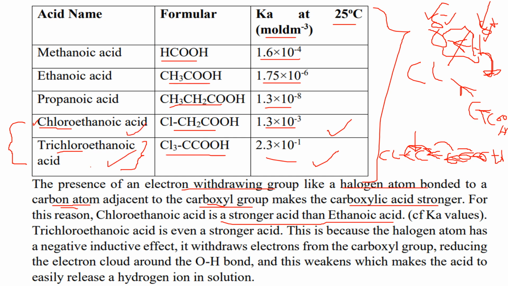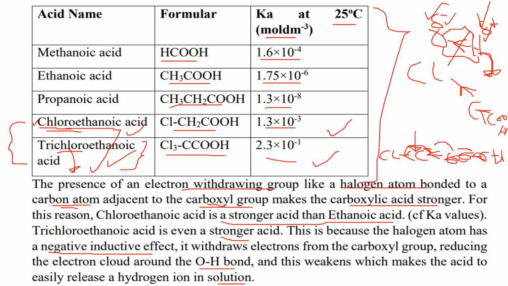So we expect this one to be more acidic than this one, simply because we are having more electron withdrawing atoms, which are the chlorine atoms, compared to that in chloroethanoic acid. So that's why we are saying that trichloroethanoic acid is even a stronger acid. This is because the halogen atom has a negative inductive effect, and it withdraws electrons from the carboxyl group, reducing the electron cloud on the oxygen to hydrogen bond, and thus weakens it, which makes the acid release a hydrogen ion in solution. But this is the explanation that I gave for chloroethanoic acid.